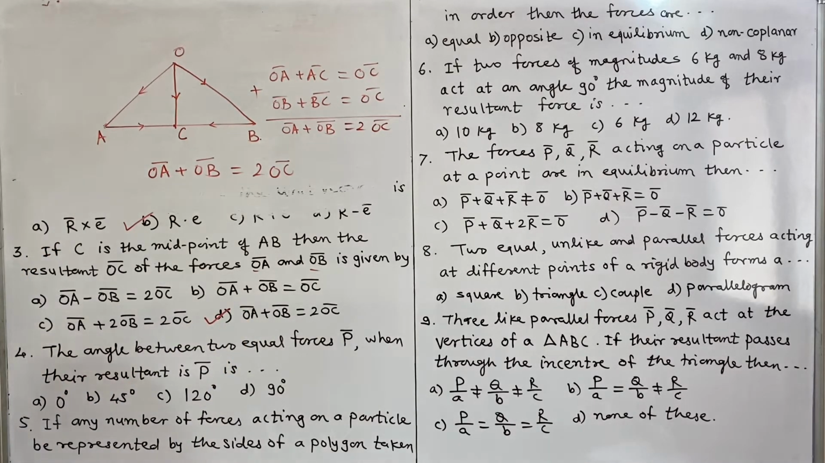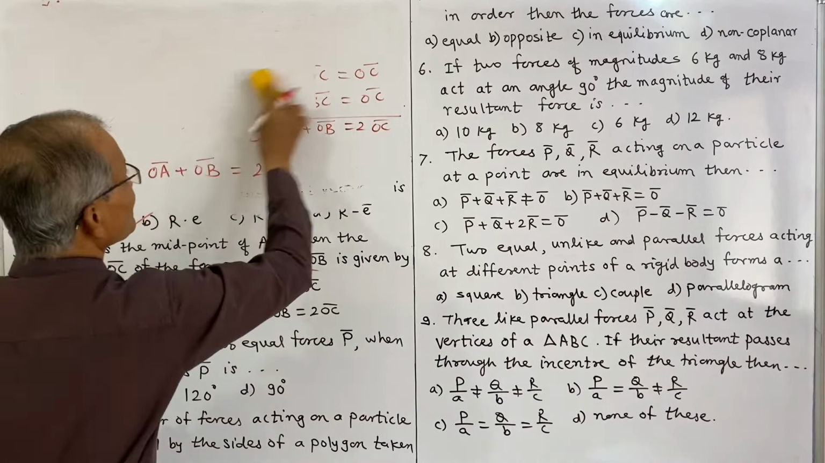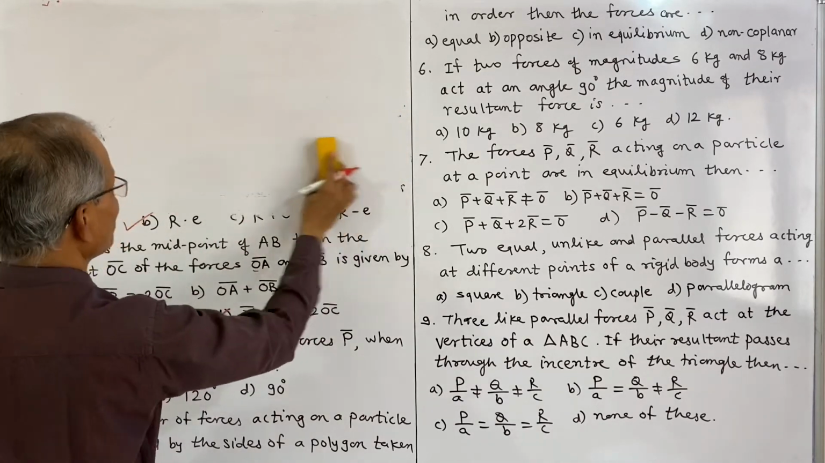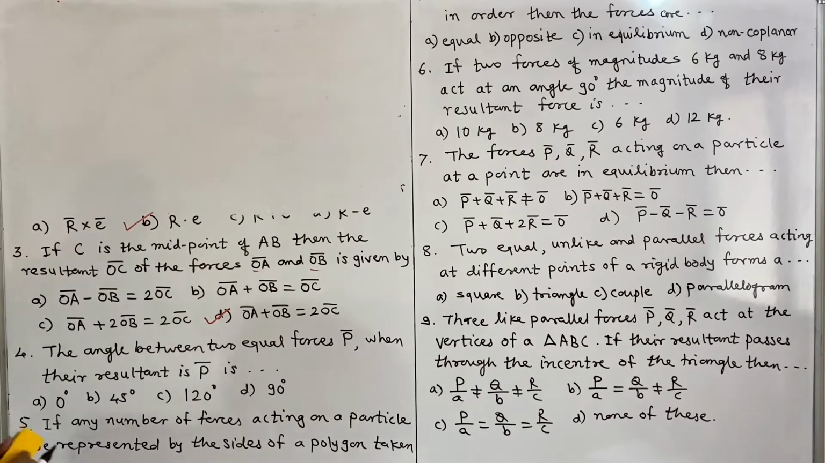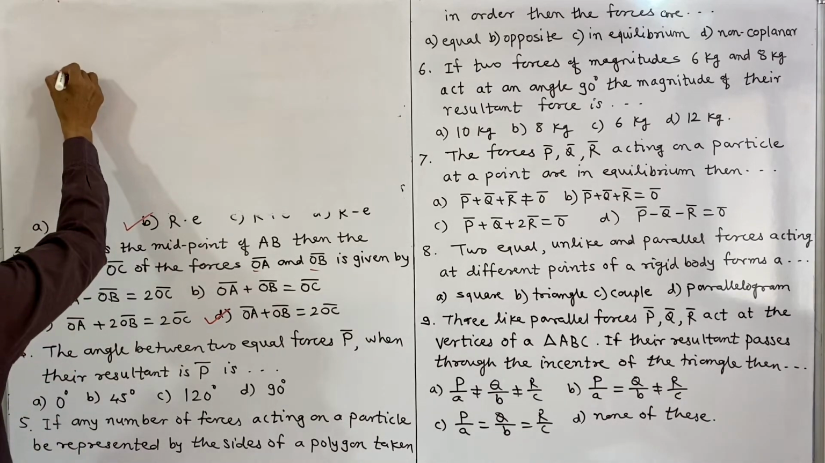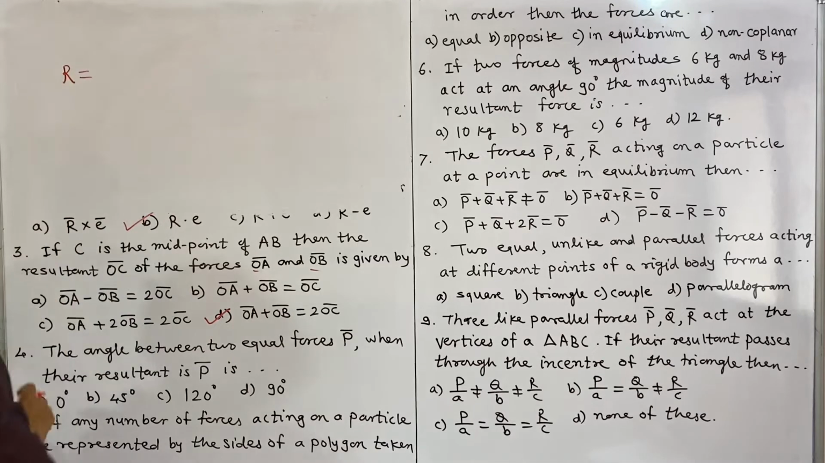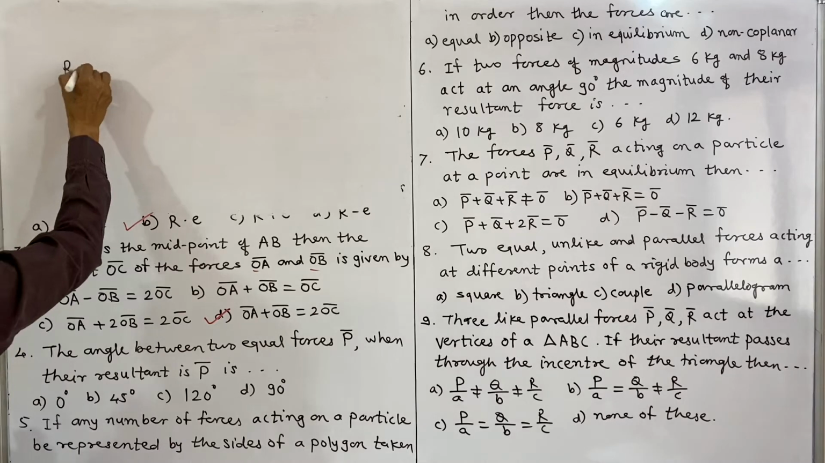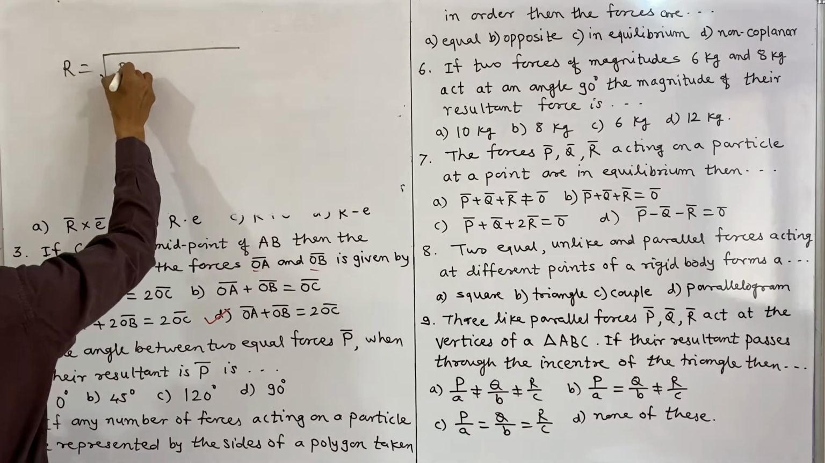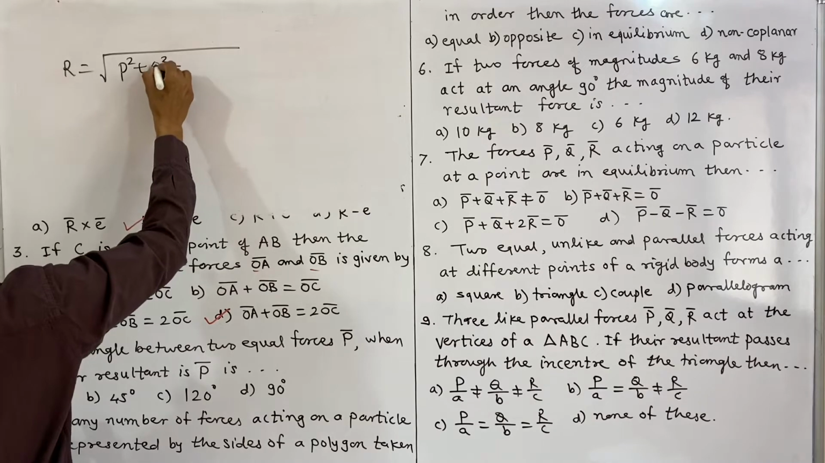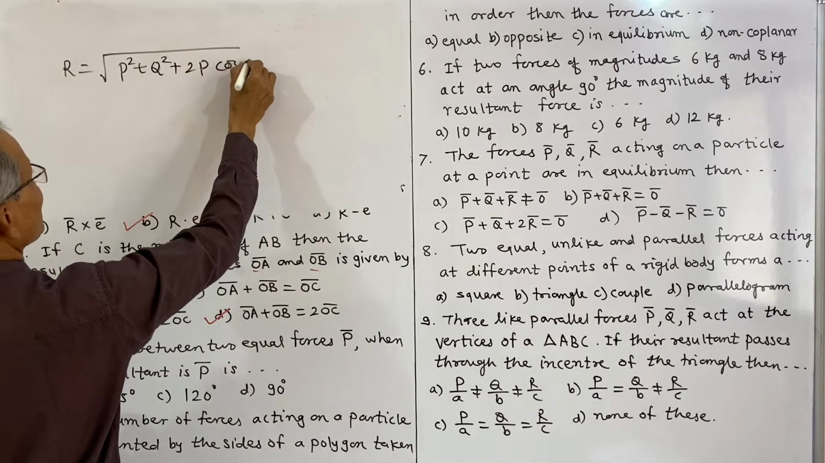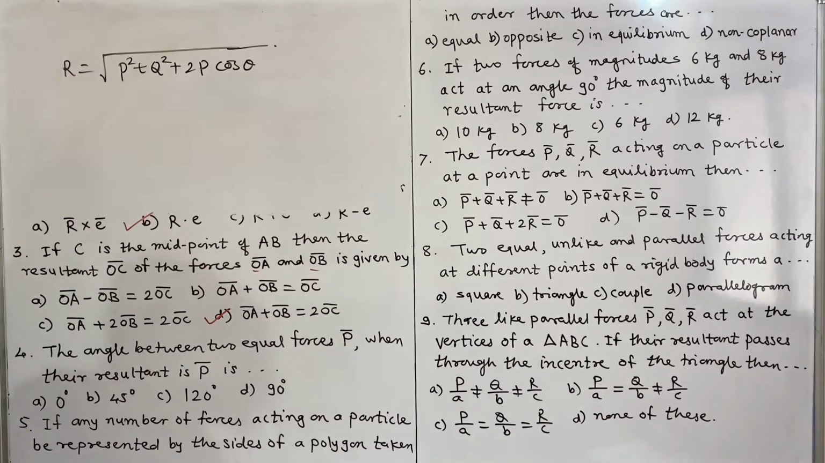Next question: the angle between two equal forces P bar, when their resultant is again P bar, is given by which? So, equal forces are there and their resultant is again the same force P. So, we know that if P and Q are two forces and R is their resultant, then R is given by R is equal to under root of P square plus Q square plus 2PQ cos theta, if theta is the angle between the forces.